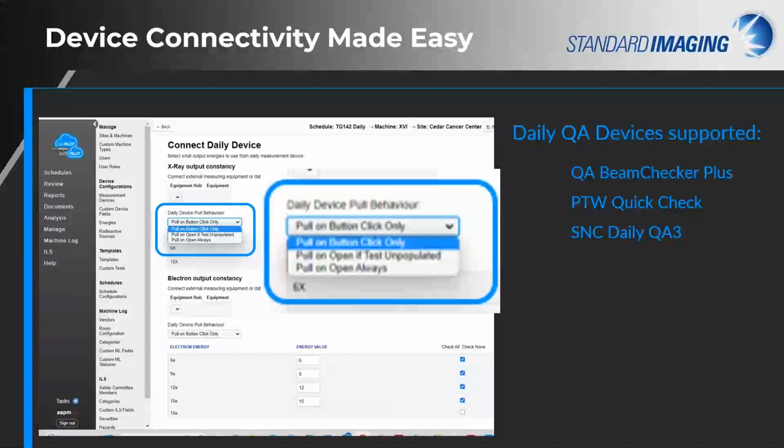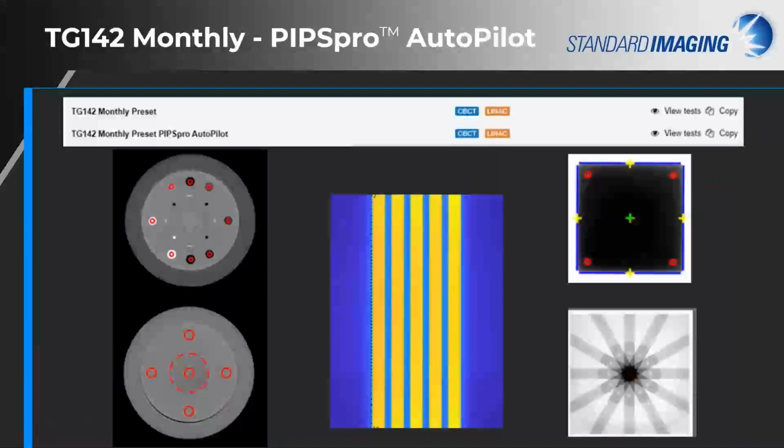Now, of course, as I mentioned, QA Pilot is vendor neutral, which means that data can automatically be pulled not only from our QA Beam Checker Plus, but also from PPW and Sun Nuclear's daily devices.